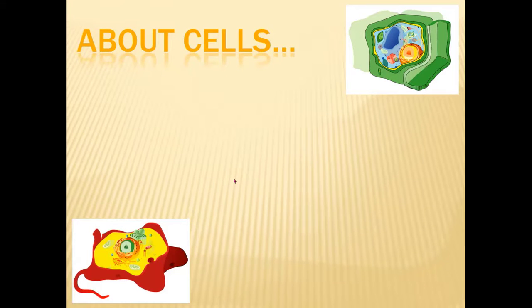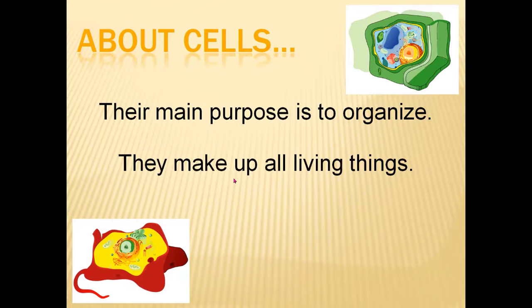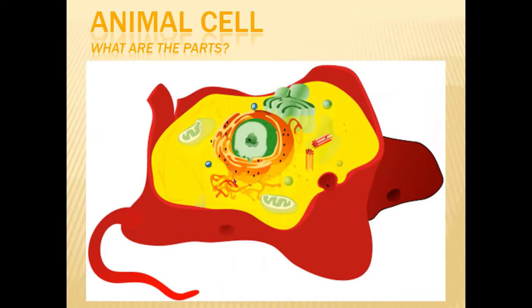First, we revised the definition of a cell, and the basic purpose of the cell is to organize, and how all the living things are made up of cells and how cells are alive. Then we discussed the different parts of animal cells and plant cells. This was a brief revision for the students.